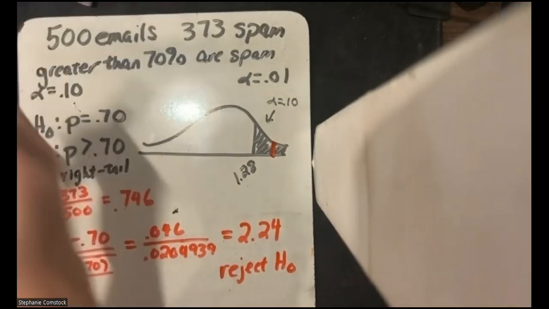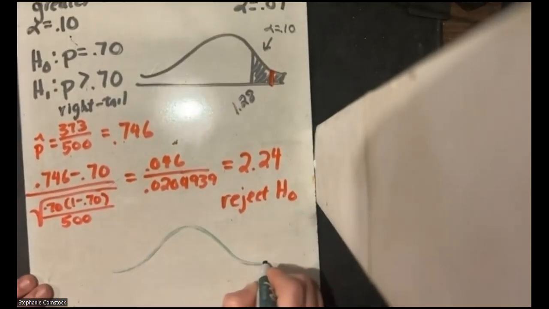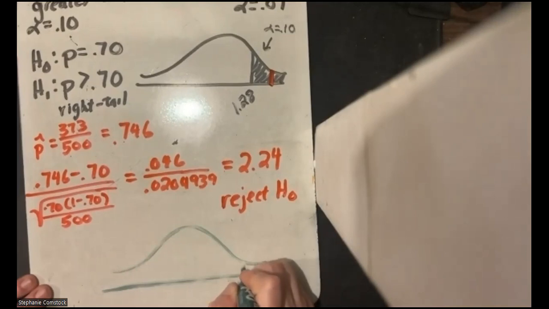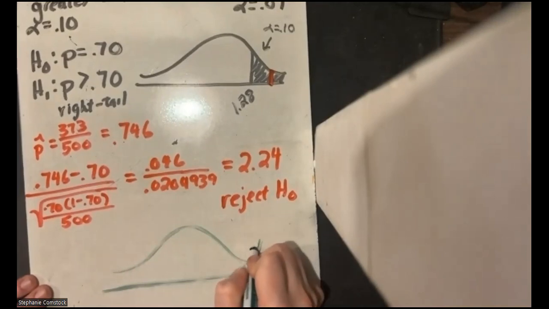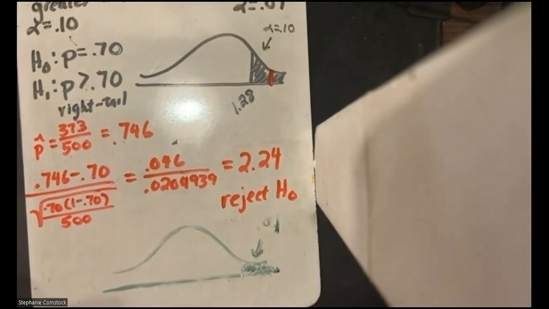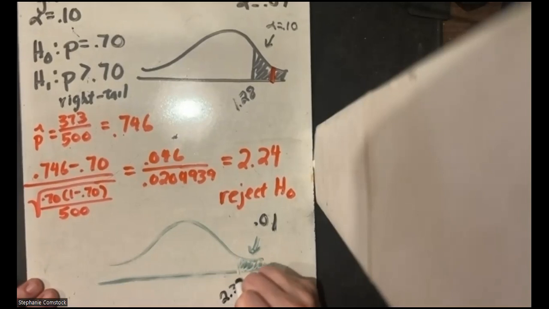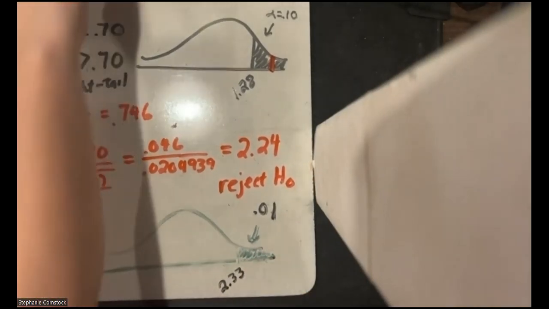Now, let's talk about this other one for the 0.01. I'll draw my picture. So I'm going to color. This up here is 0.01. Now, again, looking at my chart, if 0.01 is on this side, I've got 0.99 on this side. Looking that up in my chart, I get that this is at 2.33. So 2.33 is critical.